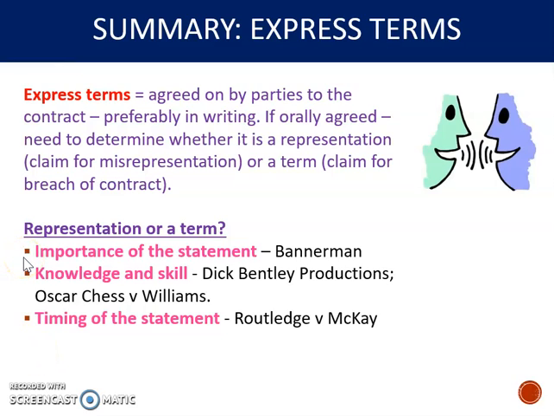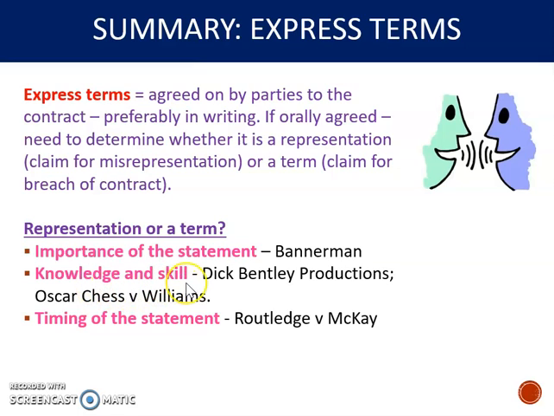Importance of the statement means that if the statement was of such importance that the claimant would unlikely have contracted without that guarantee, then the presumption is that the statement will be a term. And that was shown in the case of Bannerman when he was buying hops, if you remember.